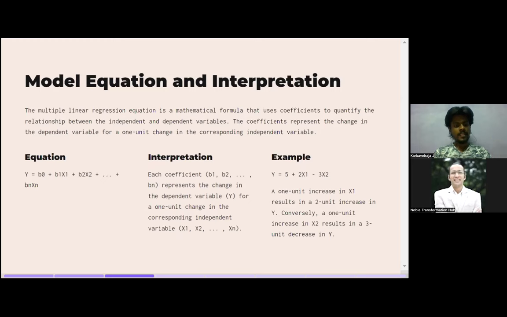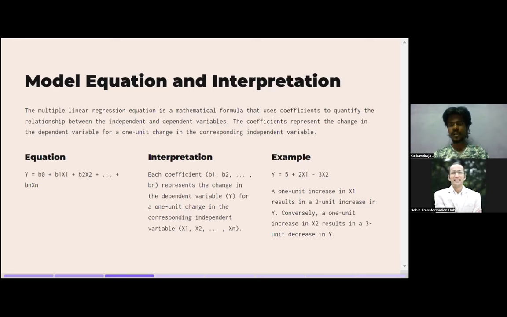Okay, I will put it in a simple manner. What is the equation for linear regression? Y is equal to mx plus c. That's it, right? Now, we will be having only one x in linear regression. But for multiple linear regression, we will be having multiple x.